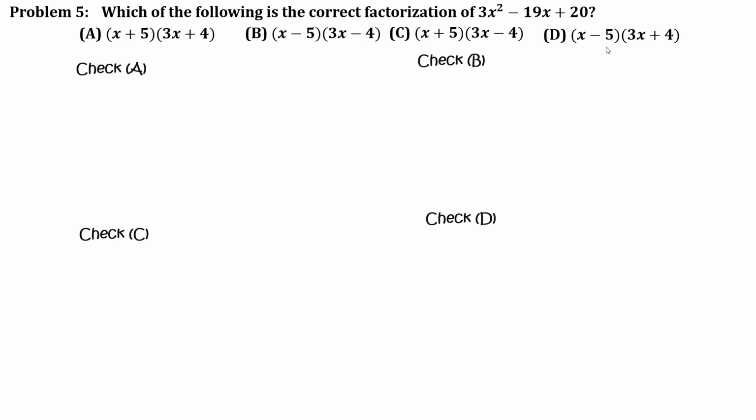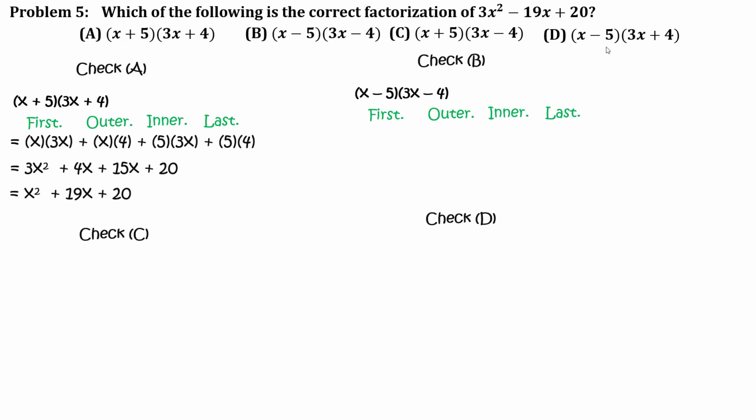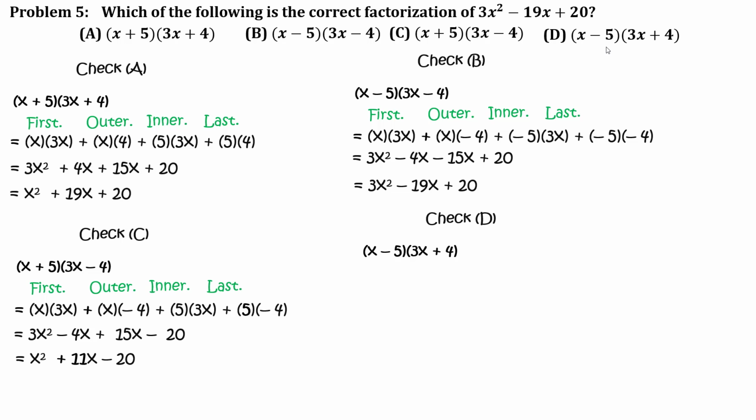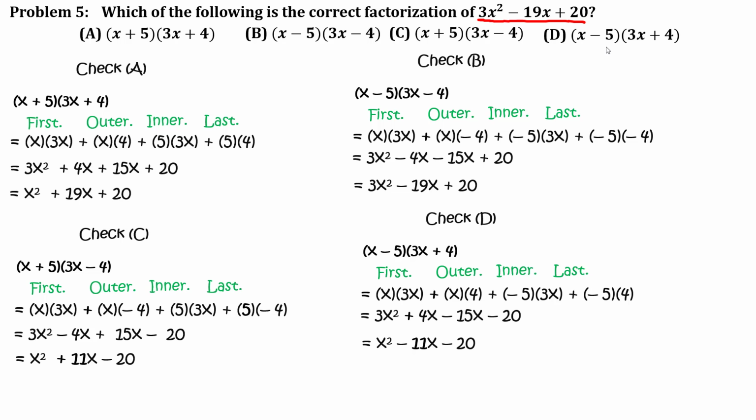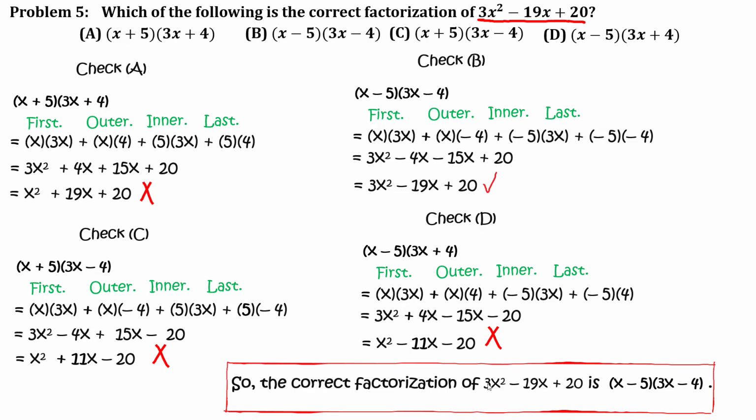I think you figured out what I'm doing, so I'm going to go through this a little faster. So I'm going to check A, check B, check C, and then check D. So which one of them is 3x squared minus 19x plus 20? It looks like B. It looks like it's answer choice B. So the correct factorization of 3x squared minus 19x plus 20 is x minus 5 times 3x minus 4, or answer choice B.